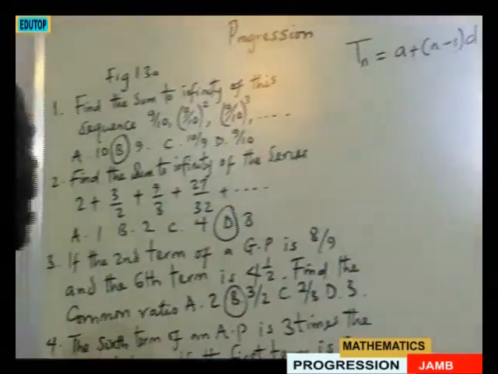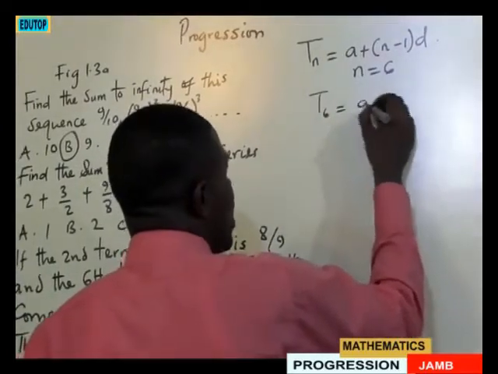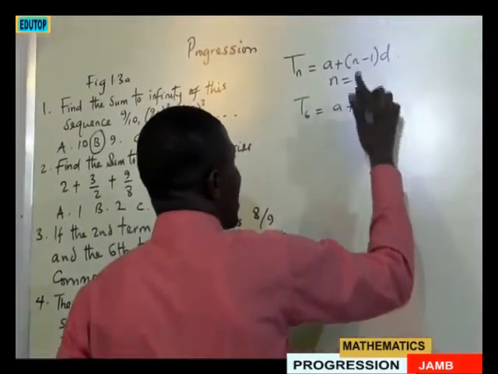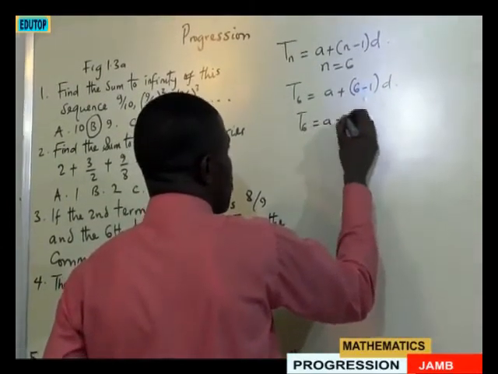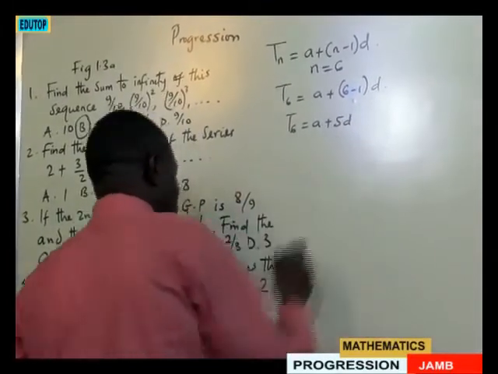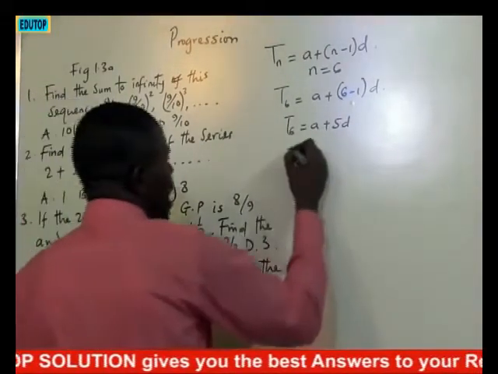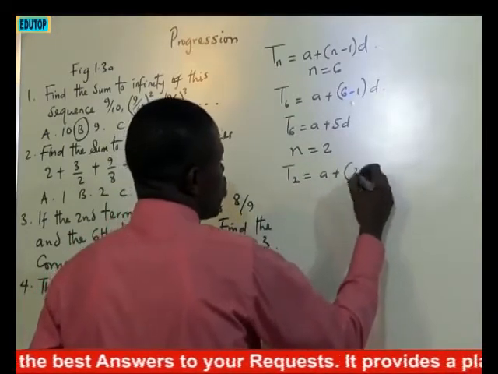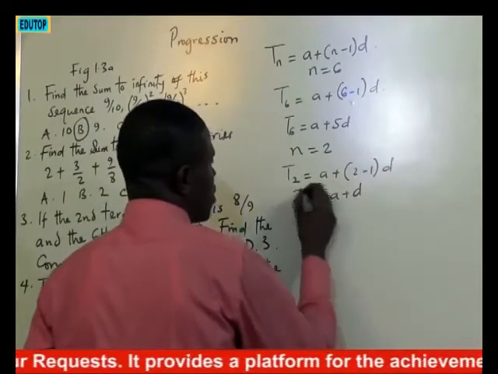Then the question is telling us about when n is equal to 6. So we have T6 becomes a plus 5d. Anywhere I see my n, I will replace with 6. 6 minus 1 d. So I have T6 equal to a plus 5d. That means this is my sixth term. Then the question also talks about the second term. So that's when n equals 2. Then I have T2 equal to a plus 2 minus 1 d, and that will be a plus d. So this is my T2.